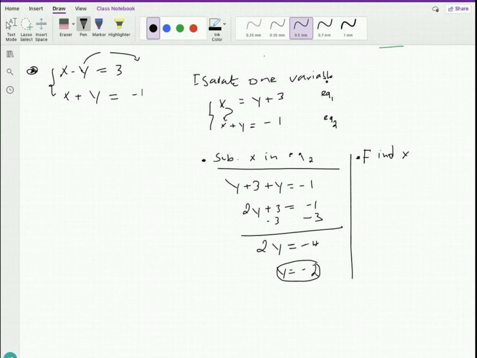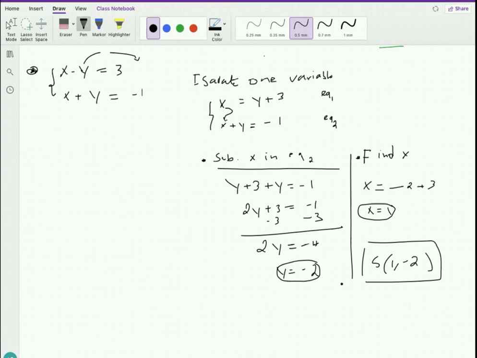The first one. That's right. This one already has x by itself. So x is y plus 3. So the y is here. Instead of y, we're going to put negative 2 plus 3. So x is 1. And that's your solution. You can write this as a pair, as a point: 1, always write the x first, comma, negative 2. And that's it. And don't forget to check it, just like we did earlier.